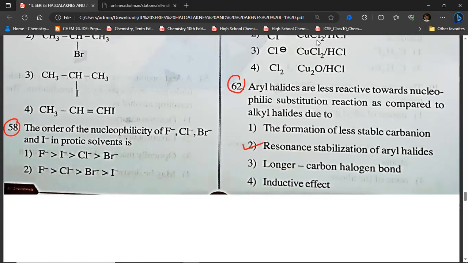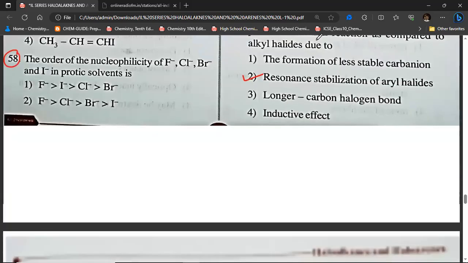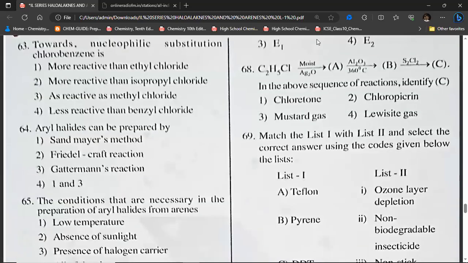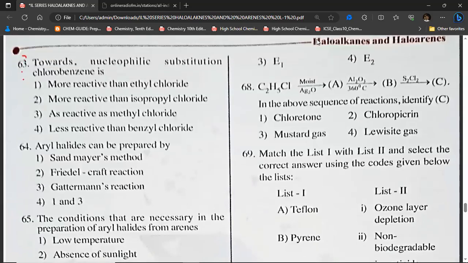62. Second statement, which is the right statement: longer carbon-halogen bond is not the correct one. Inductive effect is not the correct one. Formation of less stable carbocation is not the correct one. So resonance stabilization of aryl halides is the best statement for this question. Next, 63. Towards nucleophilic substitution, chlorobenzene is usually less reactive than benzyl chloride, as we discussed, because benzyl chloride is resonance stabilized.